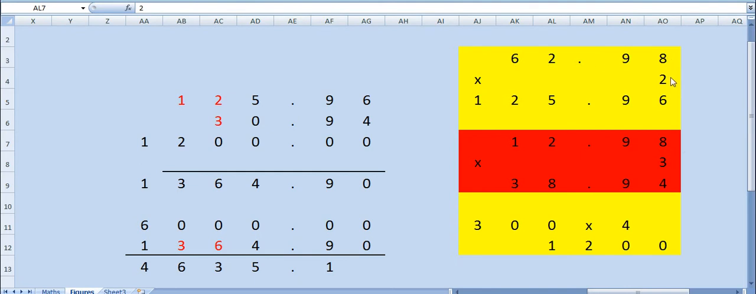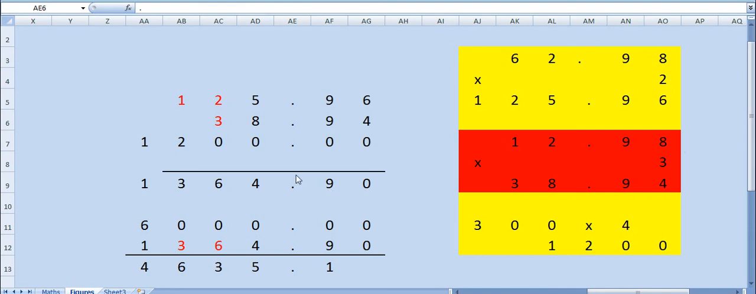62.98 into 2, you get 125.96. Similarly over here, 12.98 into 3, you get 38.94. Then 300 into 4, you get 1200. Now add these 3 numbers. Here you get 125.96, 38.94, and this is 1200. So add this, you get 1364.90.